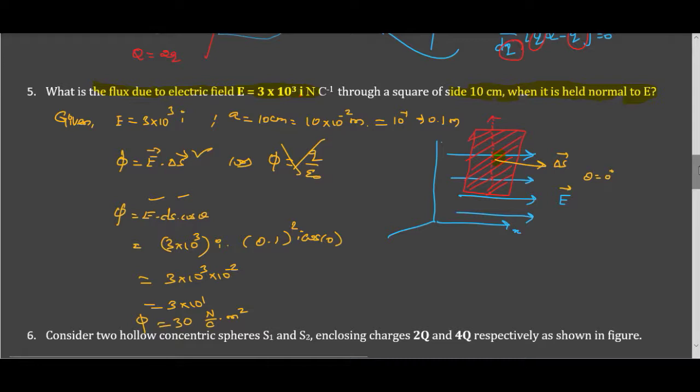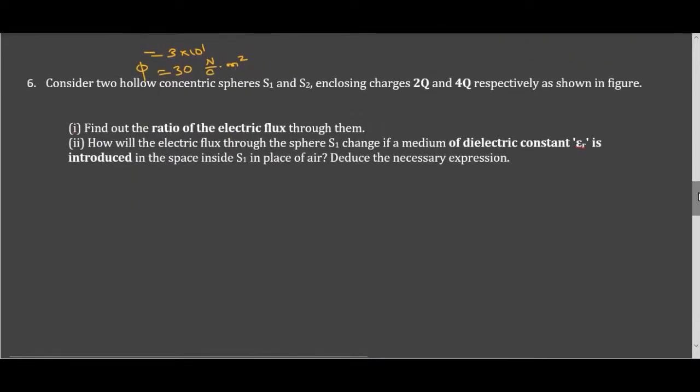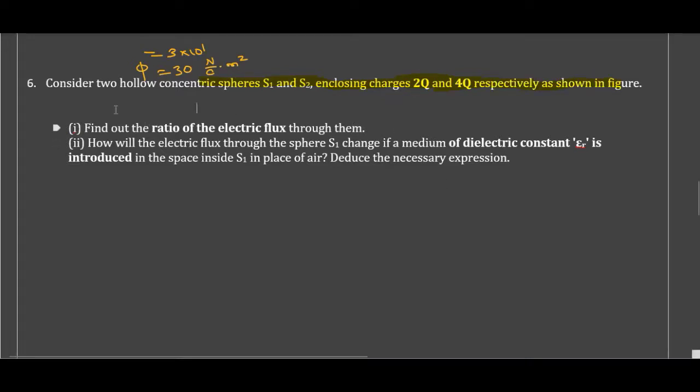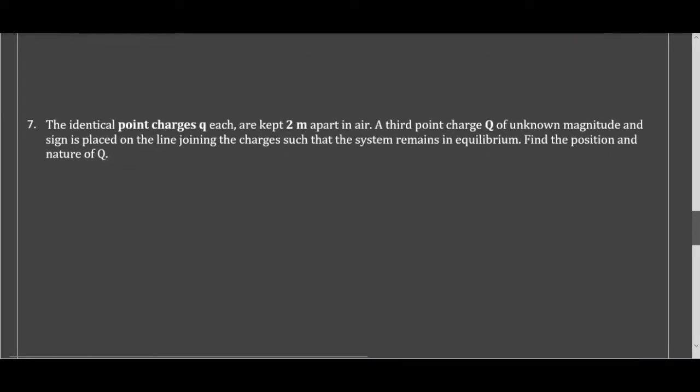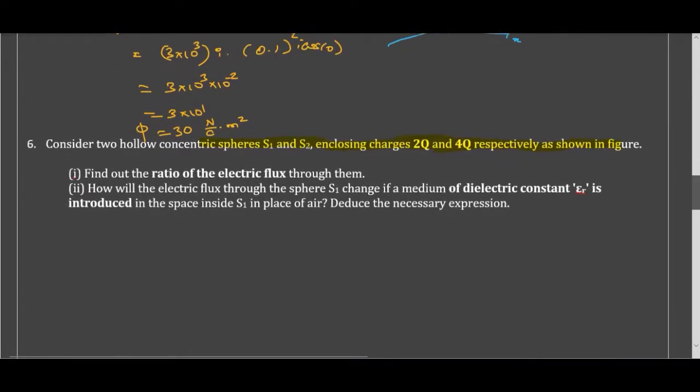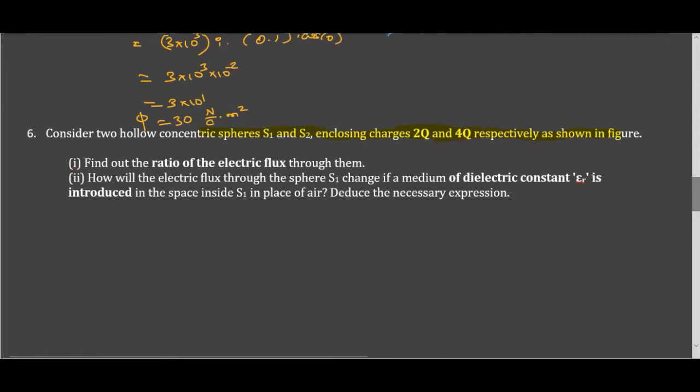So now I am moving to the sixth concept. This is a very important one. Consider two hollow concentric spheres S1 and S2 enclosing charges 2Q and 4Q respectively, as shown in the figure. Okay, the figure is not given, so we'll draw the figure, no problem. Find out the ratio of the electric flux through them, and how will the electric flux of the sphere change if a dielectric constant epsilon r is introduced in the space inside S1 in place of air.